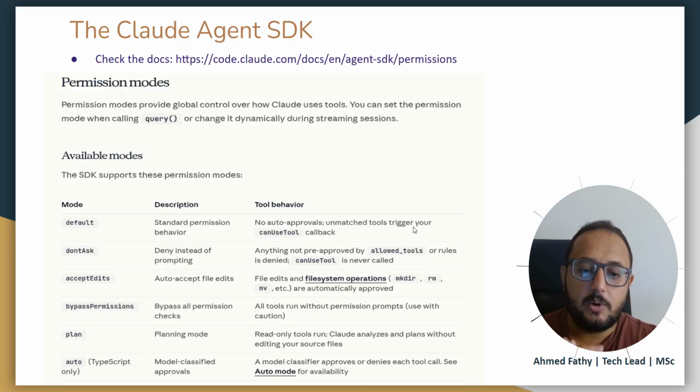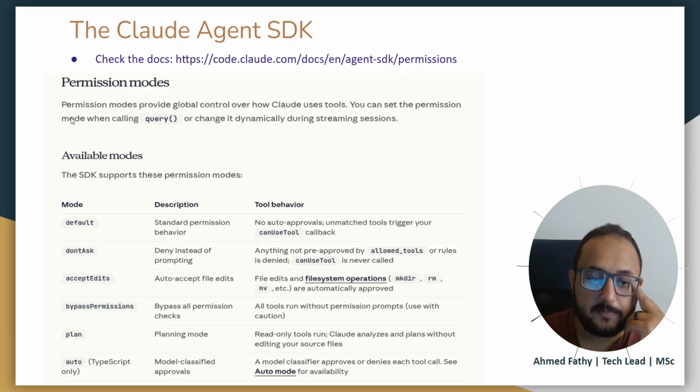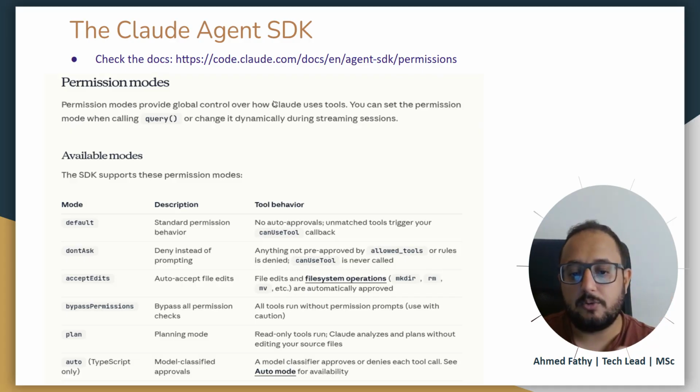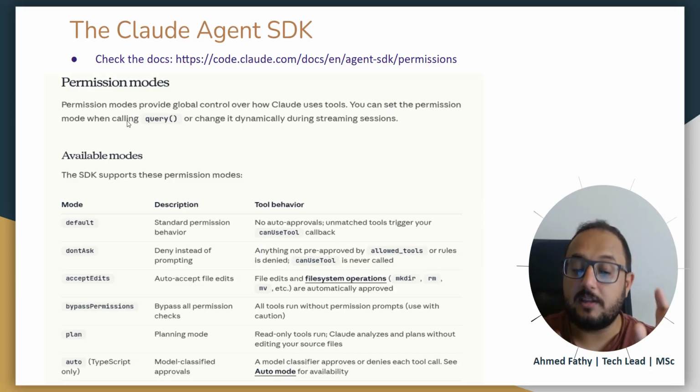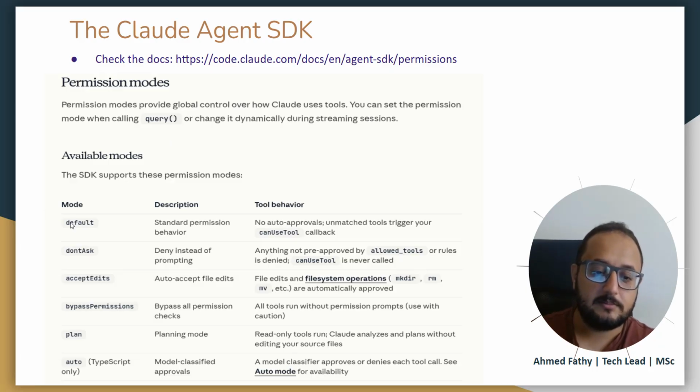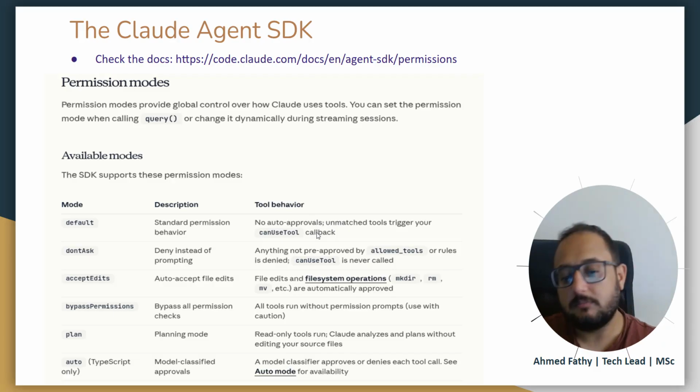So permission modes, you have a couple of permission modes. This is directly from the Claude documentation. Permission modes provide global control over how Claude uses tools. You can set the permission mode when using the query function or change it dynamically, okay? So you have a couple of modes. For example, default, this is the default mode. This is what I described. This mode means no auto approvals. Unmatched tools trigger your can use tool callback, okay?